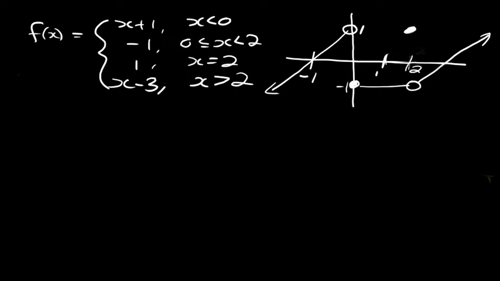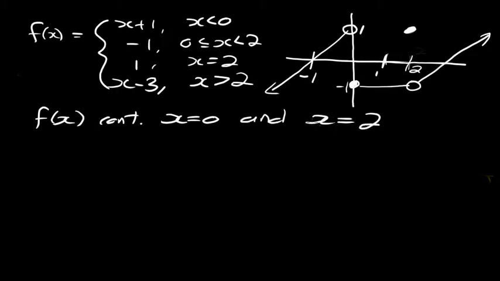Let's look at this piecewise function and determine if the function f(x) is continuous at x equal to 0 and x equal to 2. Well, first of all, let's look at x equal to 0.